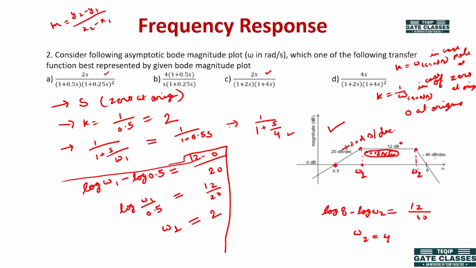So if we see from these options, this is the best option suiting our particular Bode plot. So this is the answer, that is 2s. If we write all these terms in open loop transfer function form, GSHS is equal to k, that is 2 into s, that is a zero at origin, divided by a pole, that is 1 plus 0.5 s, and a second order pole, that is 1 plus 0.25 s square. So this is the correct answer for this particular question.